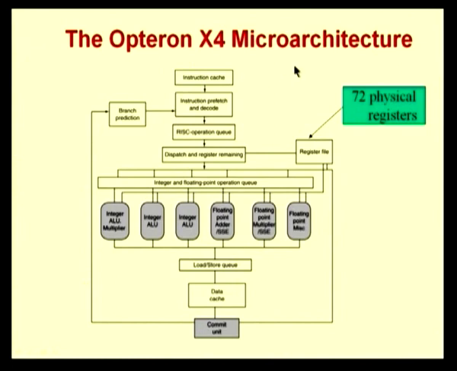Now, this is just an example of the Opteron X4 microarchitecture. This will tell you how an Opteron processor actually looks. Basically you can see that it is a complex architecture which we talked about, which has dynamic scheduling. So, you will find that this has all the different structures that we talked about.